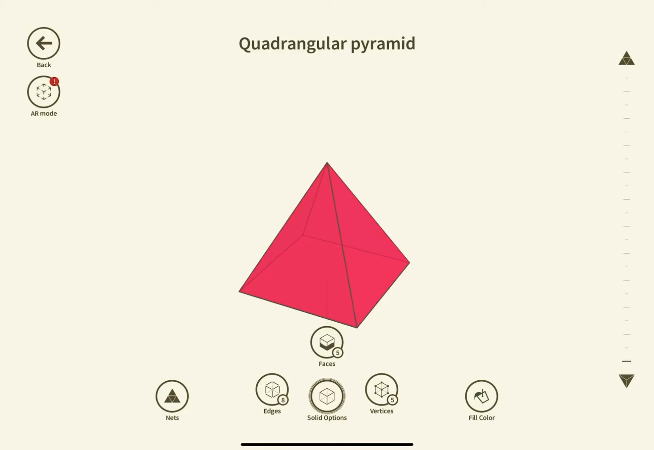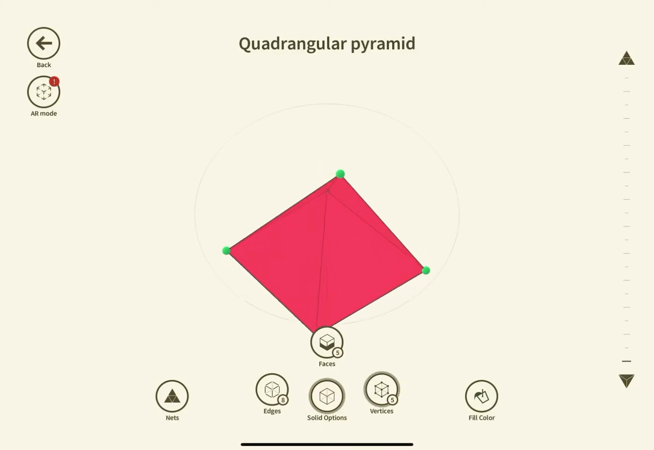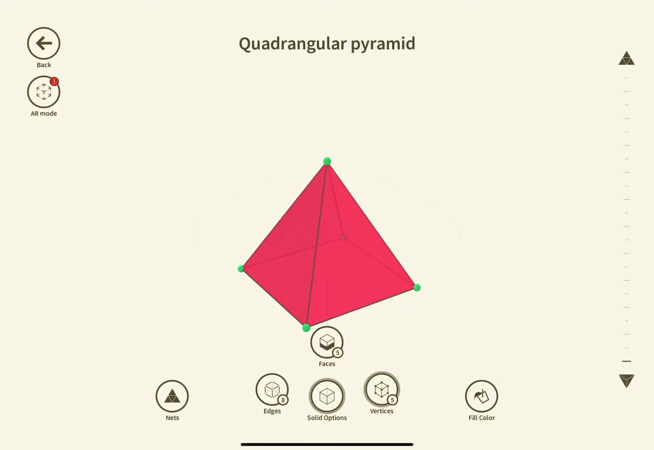We can get rid of edges. We can look at vertices. So those are points. So there's 4 vertices on the bottom, and they all join up at 1 at the top.